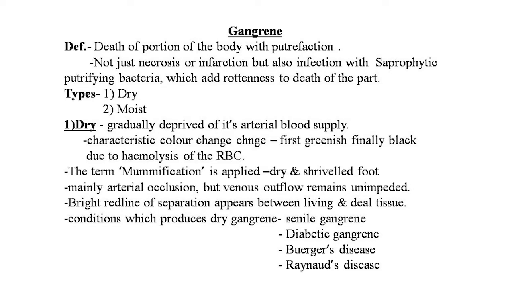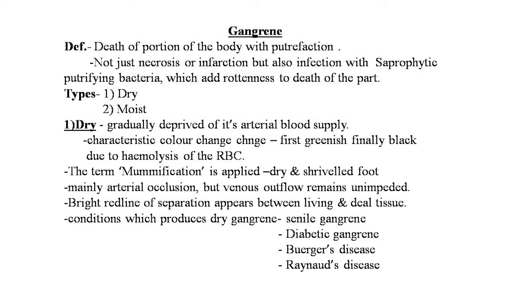Gangrene is a death of a portion of the body with putrefaction. It must be remembered that gangrene is not just necrosis or infection, but in every case of gangrene, there should be infection with saprophytic putrefying bacteria which add rottenness to death of the part. Now the types of gangrene: there are two types. One is dry and the second is moist gangrene.